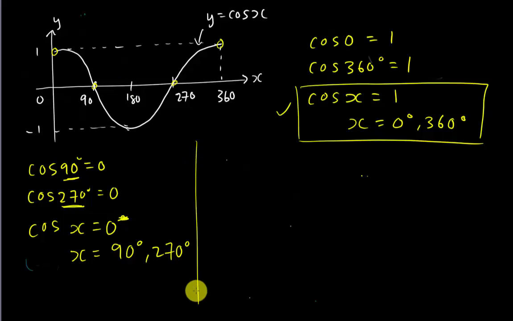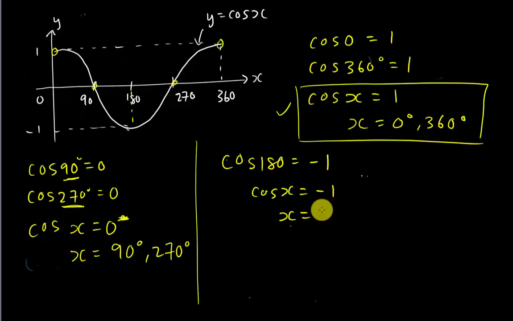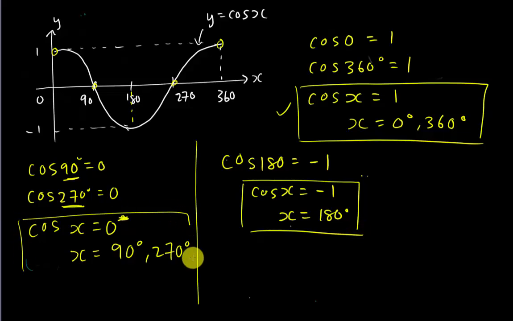And the cos graph only has one value for minimum, which is cos 180. Because cos 180 is the only value where you will get negative, which is negative 1. I mean over here. So if I say cos x equals negative 1, you should know x equals 180. I hope you can understand this, and somehow it will help you. You should understand all these values.